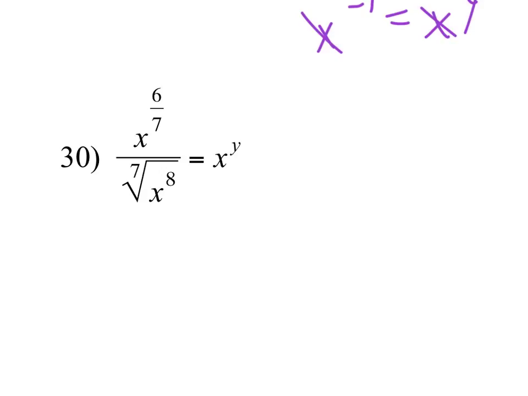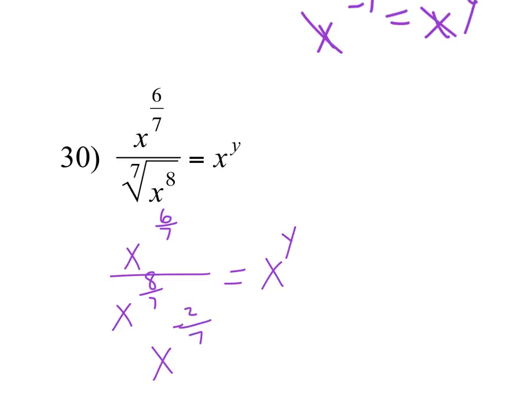Over here, same thing. x to the 6 over 7 divided by x to the 8 over 7 is equal to x to the y. We subtract 6 minus 8. The denominators are the same, so when you subtract, you can just subtract the top. So it's negative 2 over 7 is equal to x to the y. The x's drop out, and we're left with negative 2 over 7 is equal to y.